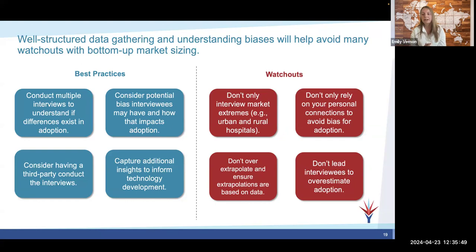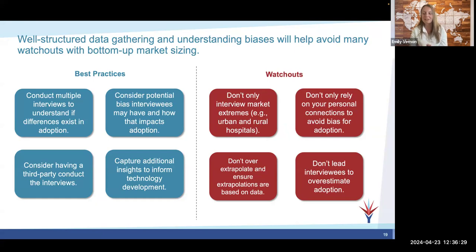You don't want to just interview urban hospitals, for example, or university hospitals that might have more resources or might be more willing to try new therapies and new technologies, versus maybe some of your more rural hospitals with less funding and less resources. So make sure that you're not skewing your data by only accounting for extremes. And you want to make sure that you're not over-extrapolating, right? You want the data to be leading you to the answers versus you leading the witness when you're doing these interviews, or over-extrapolating and drawing assumptions that are not indicated by the data.